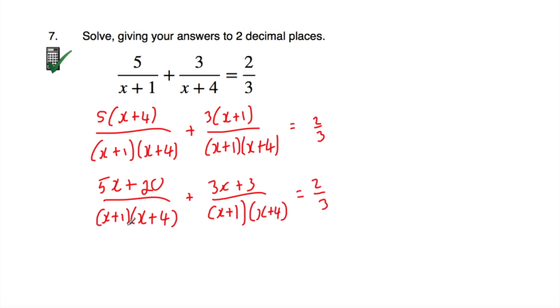So we've now got our fractions with the same denominators, and we've expanded our brackets. Now what we're going to do is add together the numerators. So 5x plus 3x would be 8x, and 20 plus 3 would be plus 23. And then we've still got that denominator of x plus 1, and then in brackets x plus 4. And we've got that's equal to 2/3.